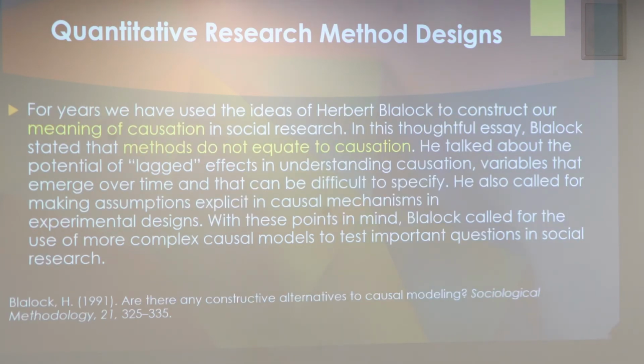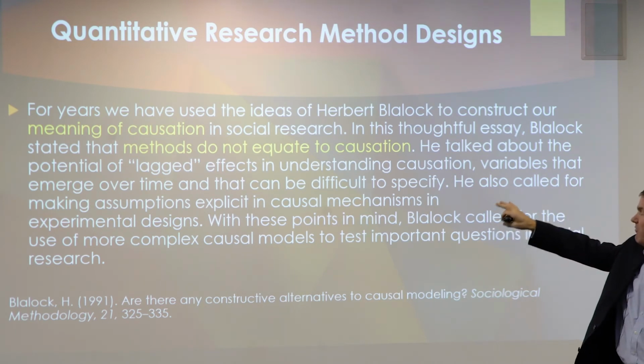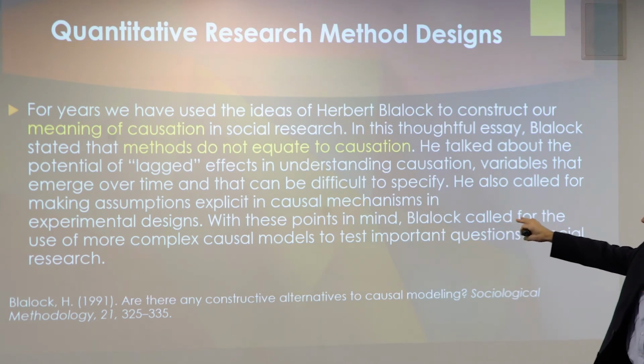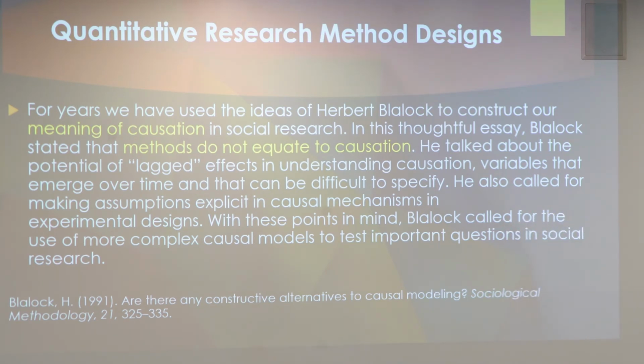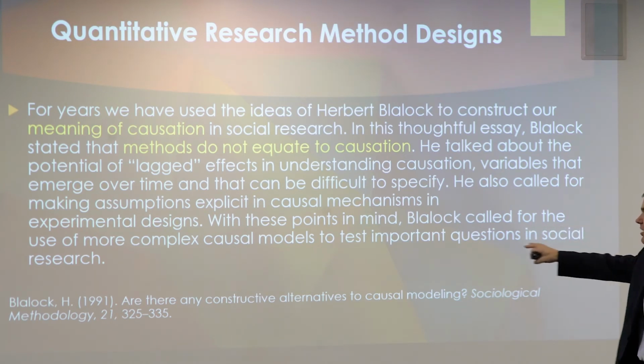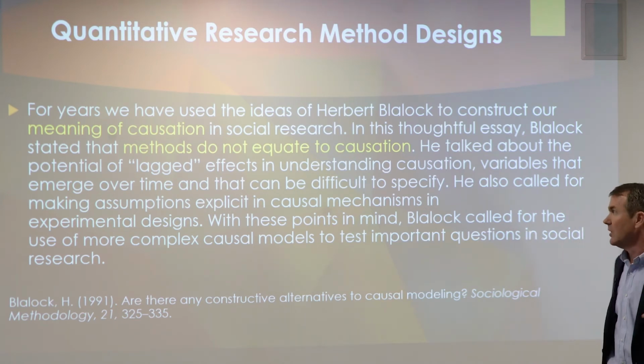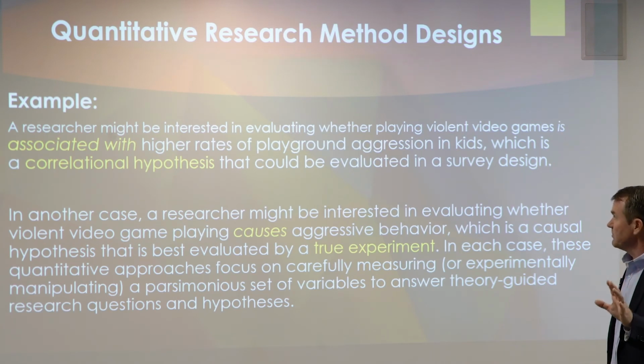For years, Herbert Blalock has shaped the meaning of causation in social research. He's one of the leading correlational study figures. His thoughtful essay stated that the methods do not equate to causation. He talked about the potential of lagged effects in understanding causation, variables that emerge over time and can be difficult to specify. He also called for making assumptions explicit and the causal mechanisms explicit in experimental designs. With these points in mind, Blalock called for more use of complex causal models to test important questions of social research.